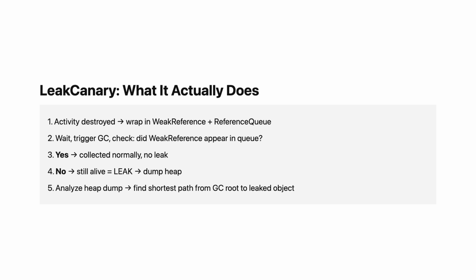At this point, LeakCanary dumps the heap, a snapshot of every object in memory and every reference between them. Then it analyzes this heap dump to find the shortest path from a GC root to the leaked object. That path is exactly what it shows you in the leak trace. It is literally showing you the chain of references that is keeping the dead object alive. Once you see that chain, the fix is usually obvious. Break one of the links.